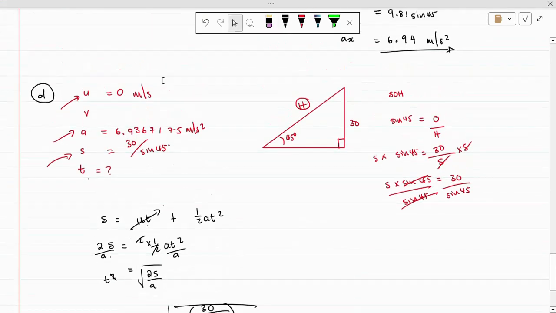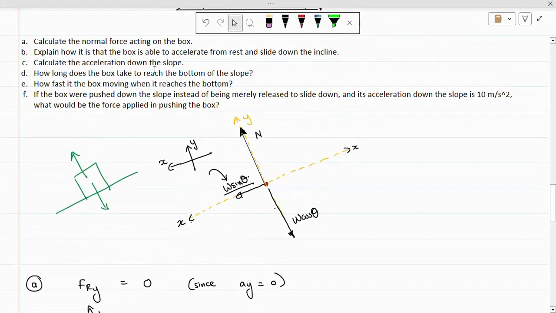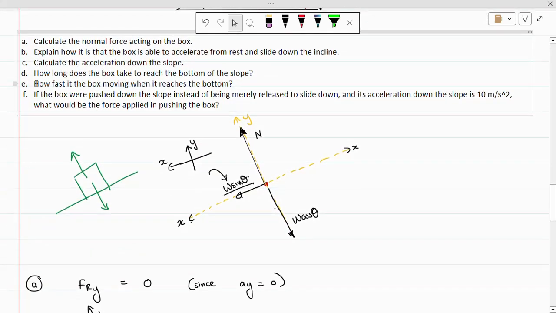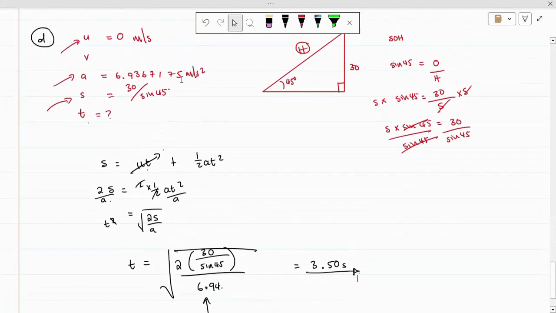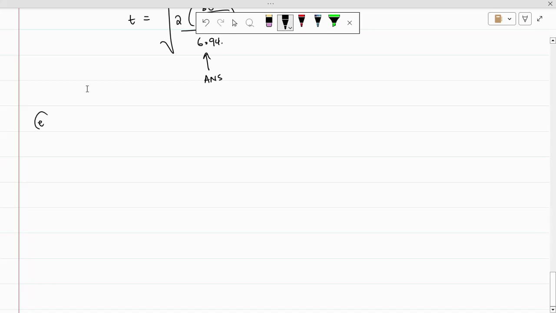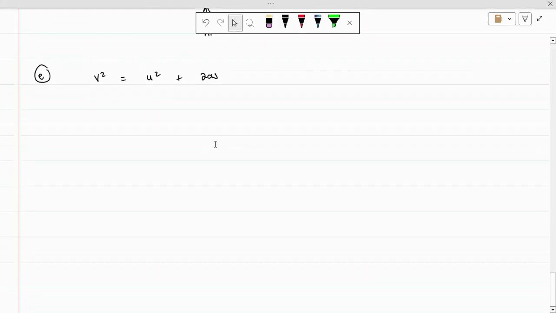Okay, right, so we can see how we can mix these questions across different chapters and different concepts, right? So part E says how fast is the box moving when it reaches the bottom, okay? So now we're looking for final velocity. Final velocity, we're going to look for something with U, V, A, and S. That's going to be, for part E, V squared is equal to U squared plus 2AS. We're not using the one with time because maybe you could have gotten it wrong before. So we're going to use this one.